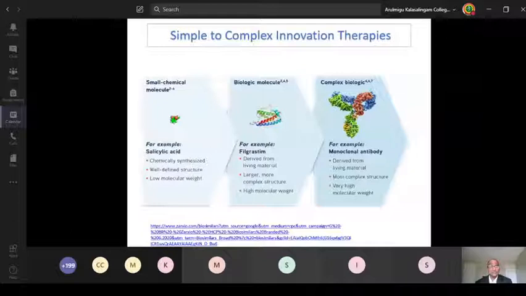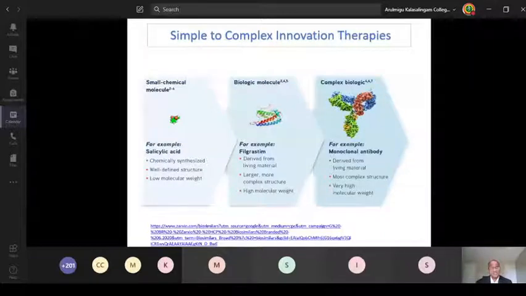In the next slide, I'm going to talk about simple to complex innovation therapies. Hitherto, we talked about small molecules, and now we are going to talk about complex biological molecules. So what is the difference between small and bigger molecules? Conventionally, ibuprofen, Tylenol, paracetamol, all these are called small molecules. Proteins, peptides, monoclonal antibodies, immunoglobulins for immunotherapy, all these are called complex biologics.